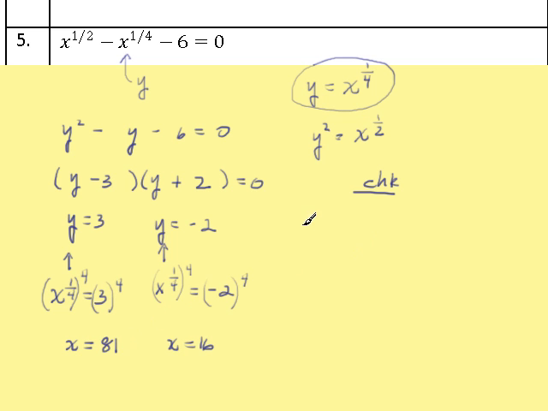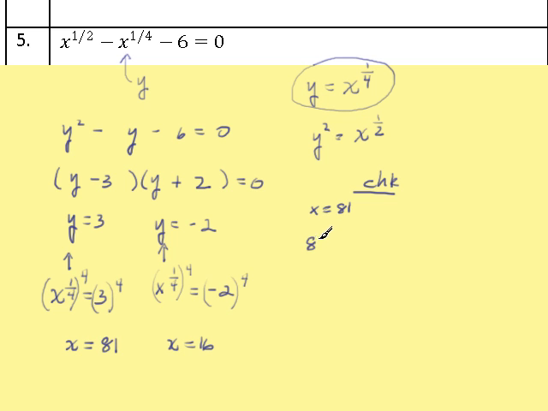We want to check 81. This one I do not think is a valid solution, because here we had x to the 1/4 equal to negative 2. Okay, so the fourth root of a number is positive, just like the square root of something is positive, so I don't think this is a valid solution. But anyway, let's do our check. First, let's check x equal 81.